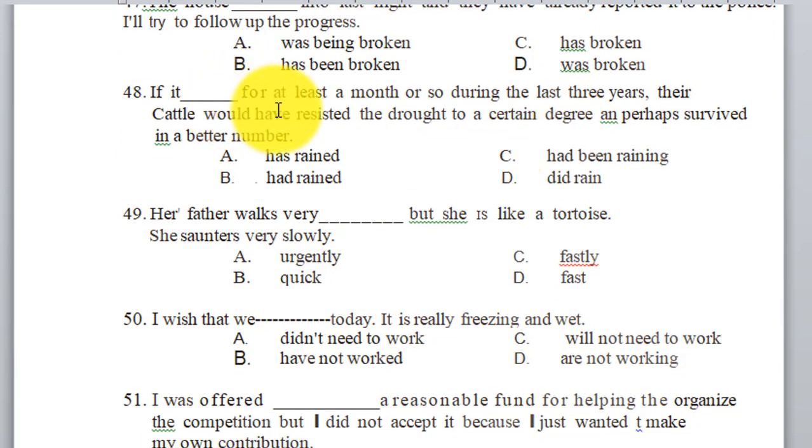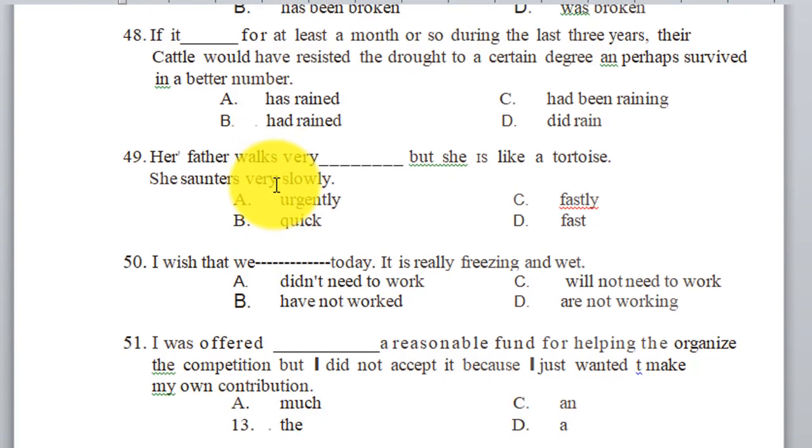But if it blank for at least a month, so during the last 3 weeks, the cattle would have resisted. Yes, the cattle would have. It's conditional type 3. The main clause is completed here: could have plus, would have plus verb 3. So if it is would have plus verb 3, it is completed with past perfect. Had rained. Yeah, had rained. Past perfect. In the if clause, this is the formula. If the main clause is complete, we take the idea from the main clause and bring it to the if clause. So past perfect is the answer. Fine.